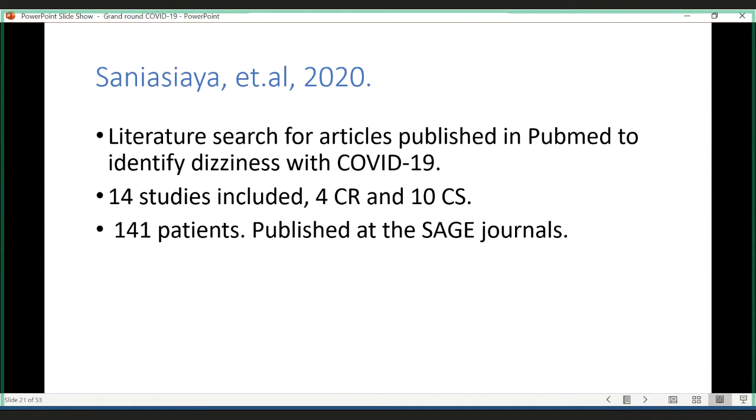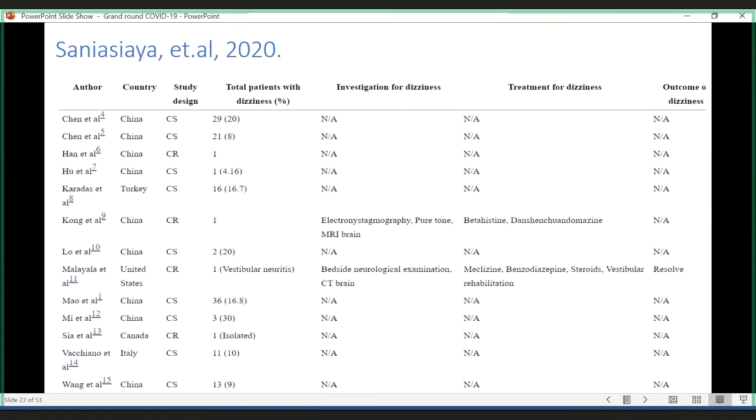Another study was trying to answer this question. It was done through a literature search for articles associating dizziness with COVID-19. They were able to find 14 studies, including 4 case reports and 10 case series. As we see here on this slide, those studies were done in different parts of the world, including the United States, China, Turkey, Italy, and Canada.